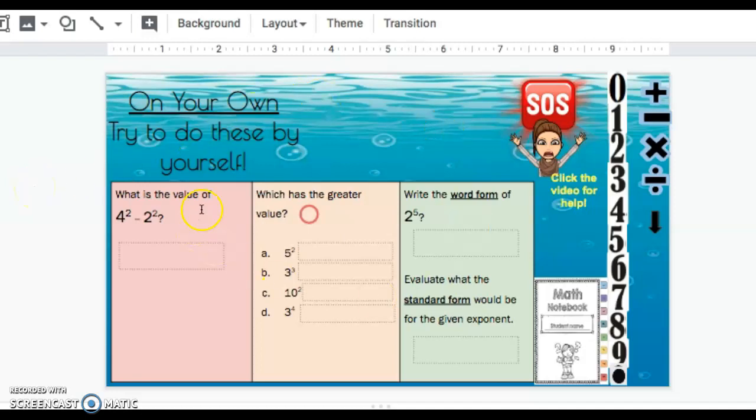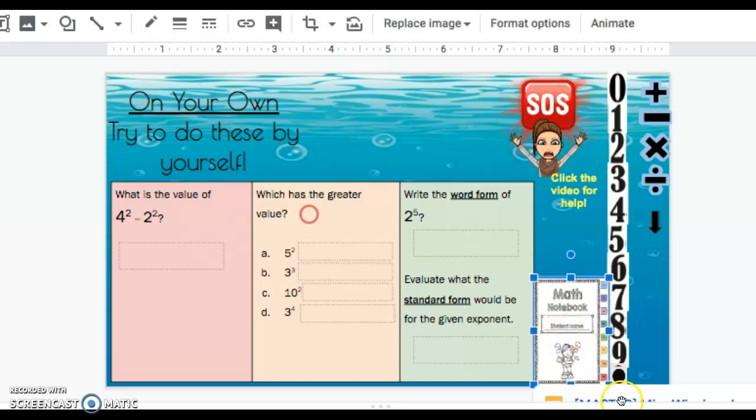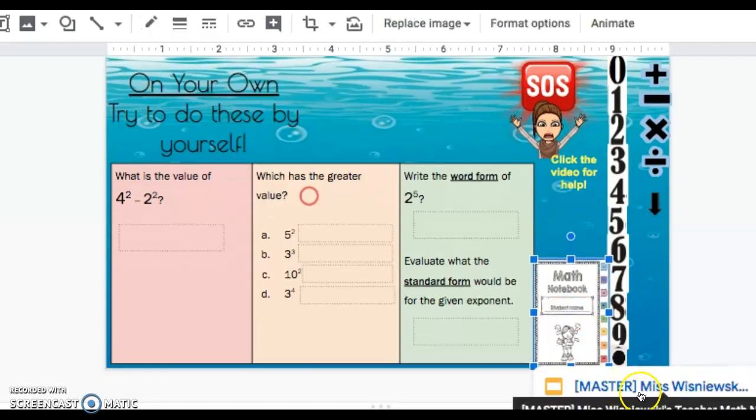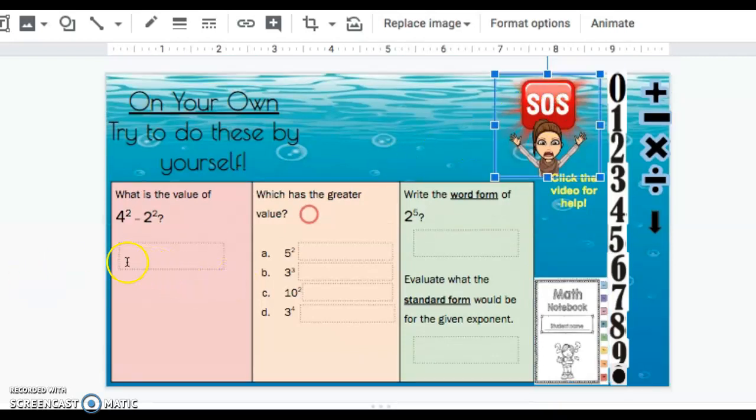All right, so now you're going to be completing 3 questions on your own. There are a lot of resources that you can use to help you, okay? So on this math notebook, if you click on it, it's going to take you to your math notebook that will have notes on how to solve these. You can also click on my little SOS Bitmoji, and that's going to take you to the slide that we worked on today that taught you about this.